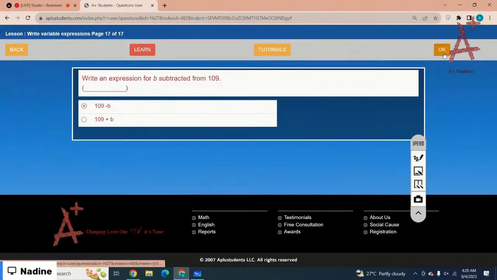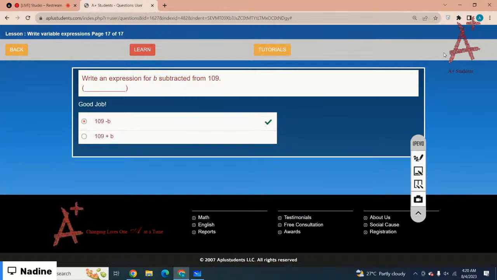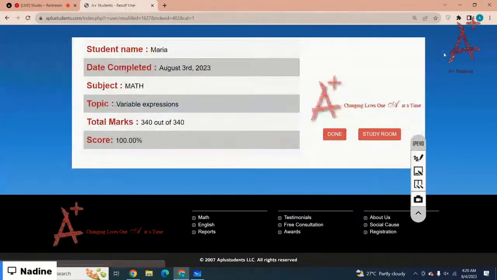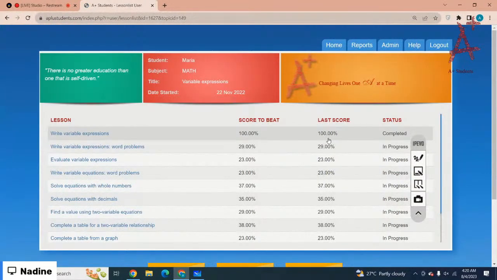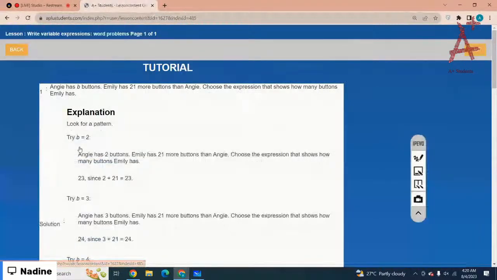Okay, we are done with the lesson. Let's just start with the next lesson. Okay, the next lesson is write variable expression, the word problems. You have to write the mathematical expressions for the word problems. Just be careful when reading the question, understand and then write the expression.